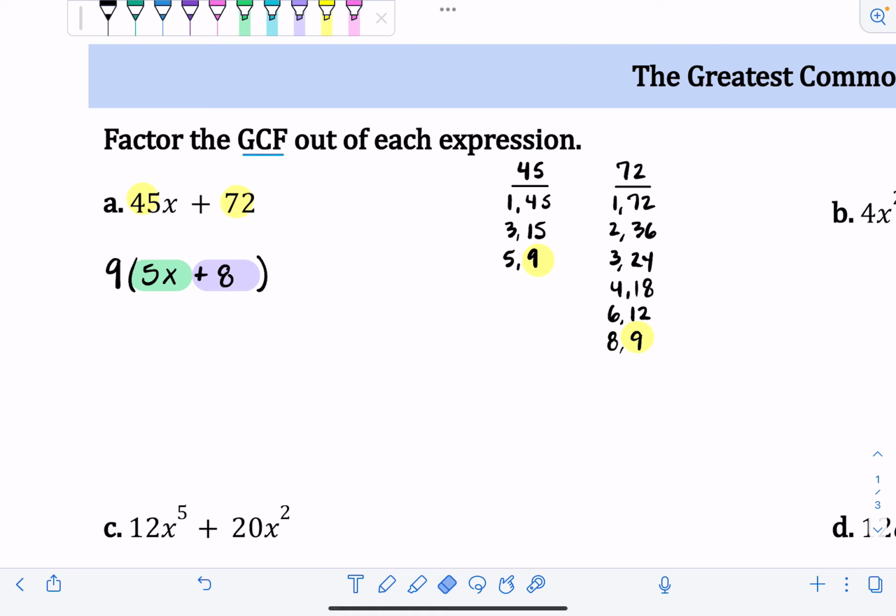I'll show you the other way really quick. Don't erase what you have on your paper yet, because I'm going to erase mine and just show you the alternative way, and you can decide which way works best for you. But you should get the same answer at the end either way.